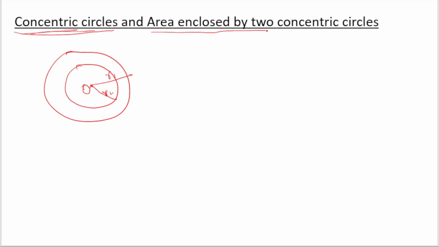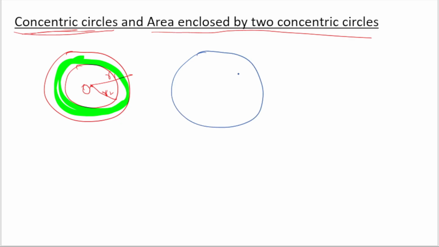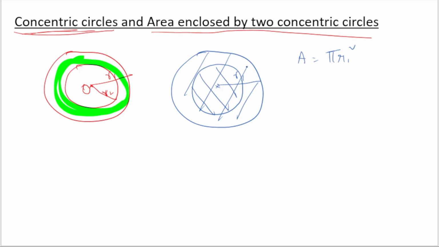And how do we find the area enclosed by two concentric circles? That means, how do we find the area between these two circles? First we will take the bigger circle. If the radius of the bigger circle is r1, the area is equal to pi into r1 square. From this bigger circle, we will subtract the area of the smaller circle. If we subtract the smaller circle, then we will get the area between the two circles.